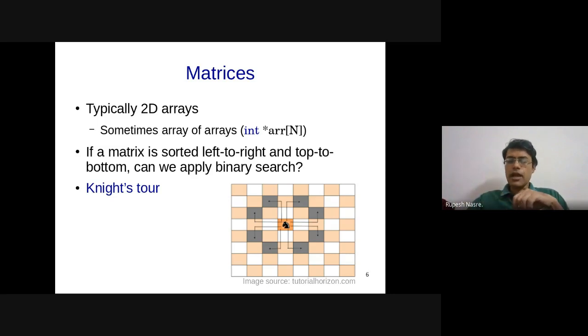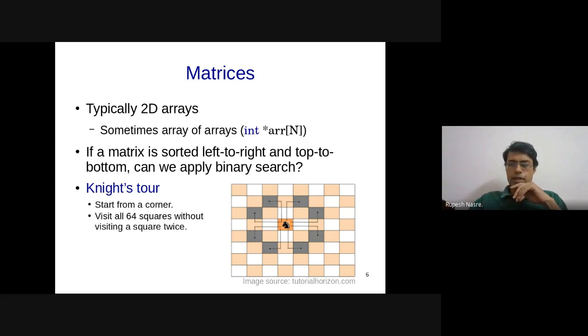Can you start from any of the corners, and visit each of the 64 squares of this 8x8 chessboard such that you visit each square exactly once, and in 64 moves you cover the chessboard? There are no other pieces, only the knight is present. This problem is called the knight's tour problem. And of course, wrapping around across the board is not allowed.